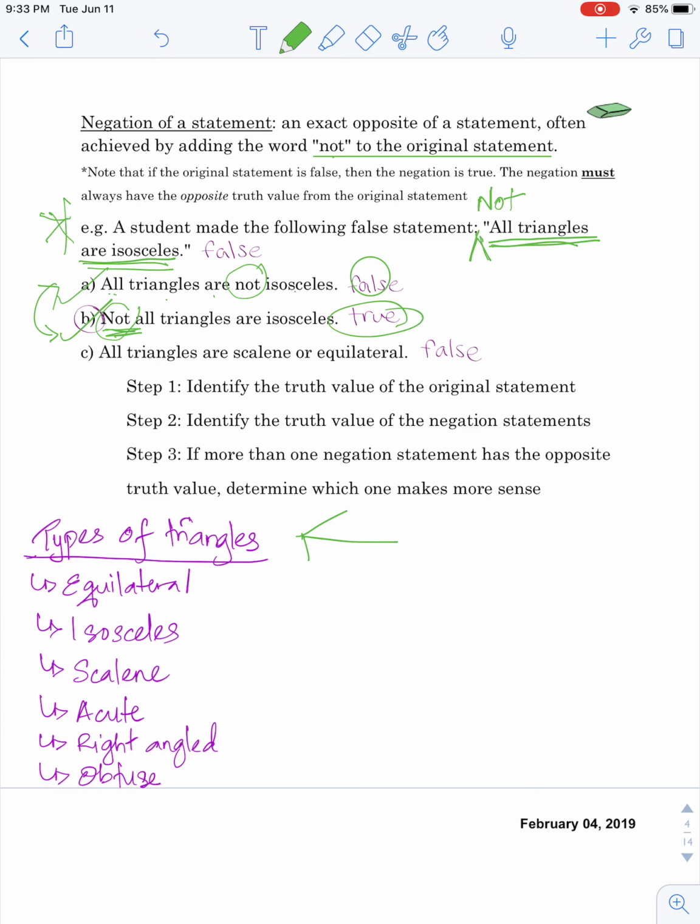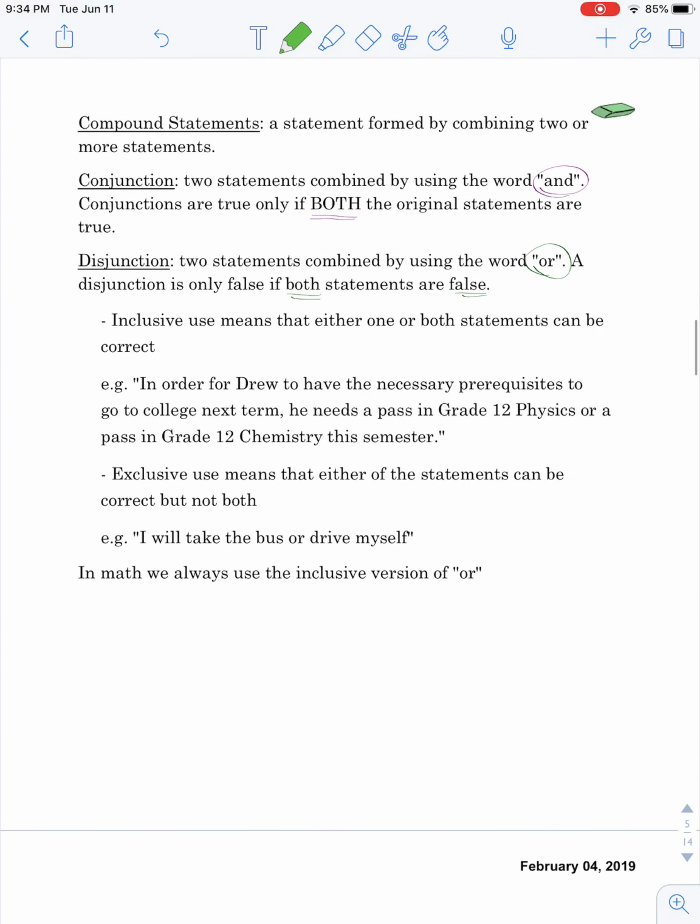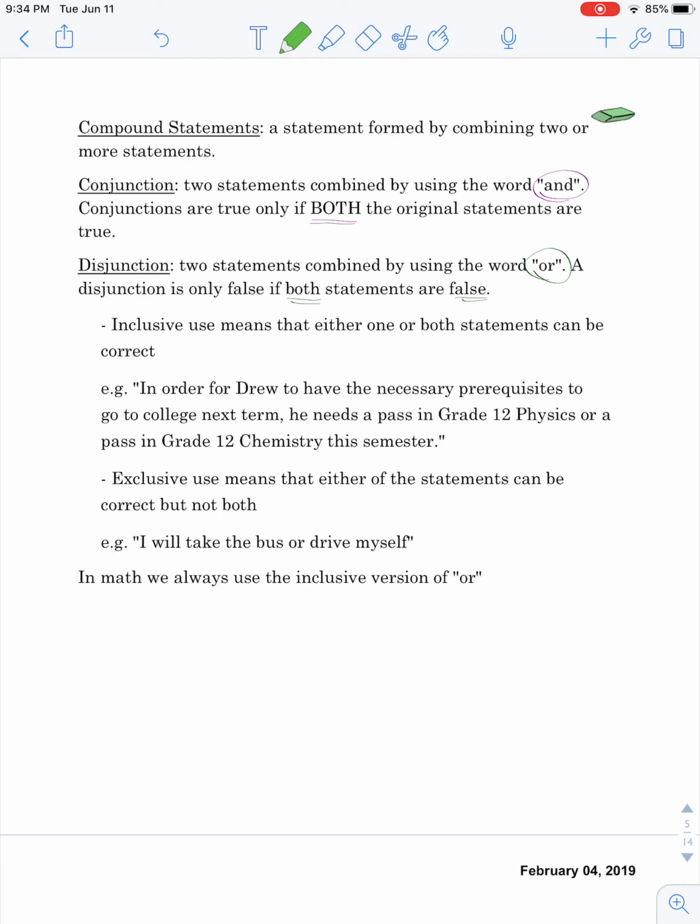Okay, and then number C. All triangles are scalene or equilateral. Again, that's a false statement, because we already said that these are all the different kinds of triangles. All right? So for compound statements, that's pretty straightforward.